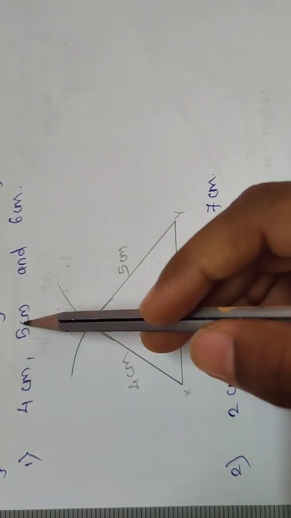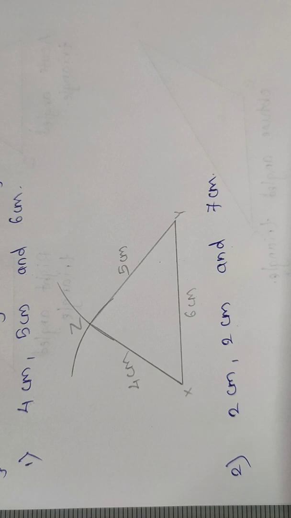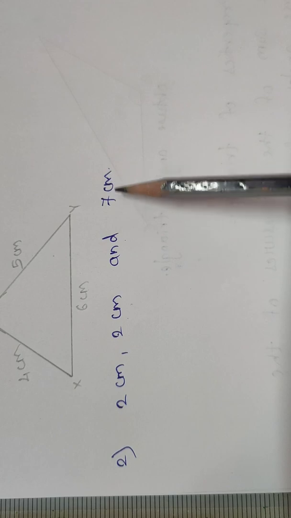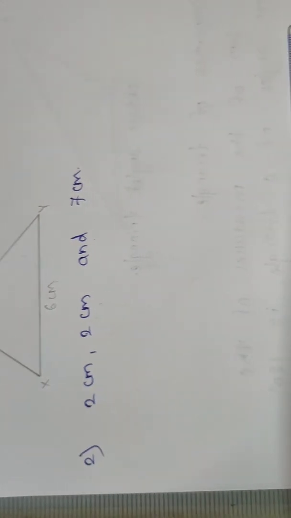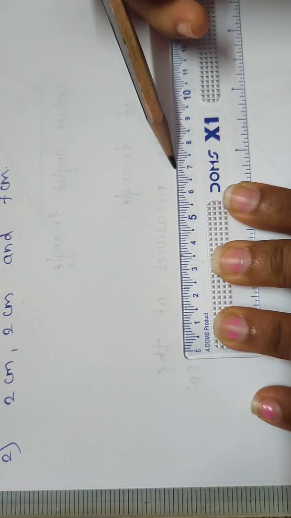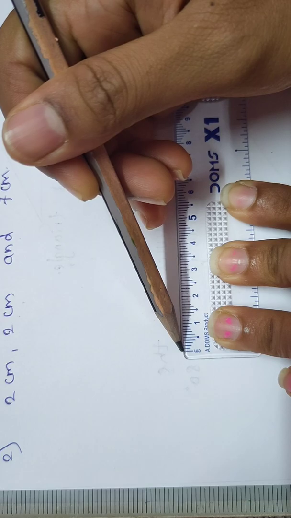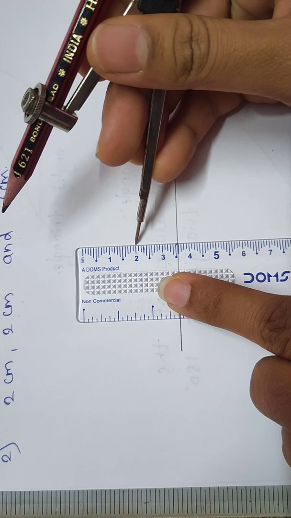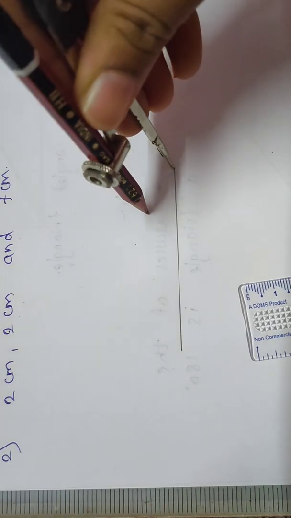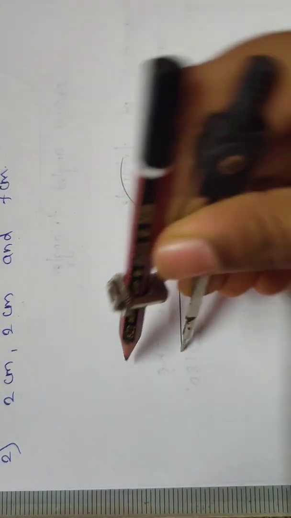Why? Because the sum of the lengths of any two sides is greater than the third one. Let's see if it is possible to draw this type of triangle. Now, two sides are 2 centimeters and one side is 7 centimeters. We will draw a line of 7 centimeters. And from both sides we will plot 2 centimeters. Both are 2 centimeters, so we do not have to measure it again.